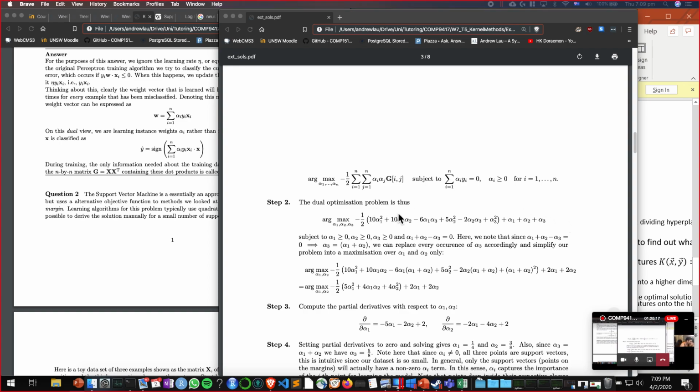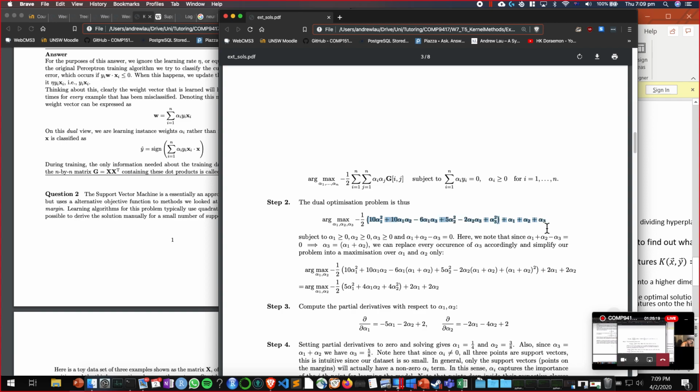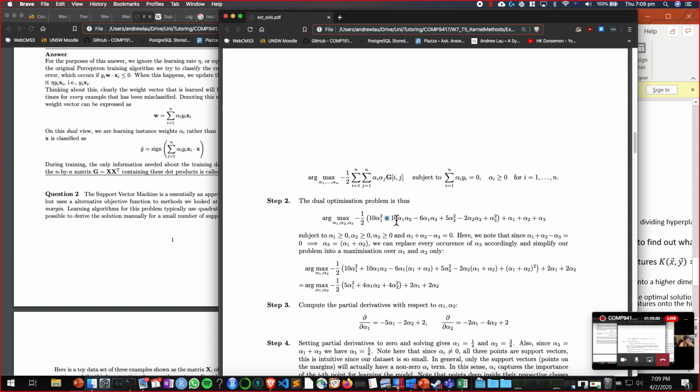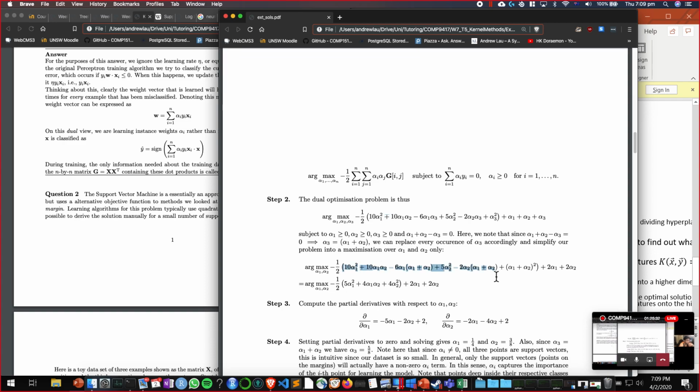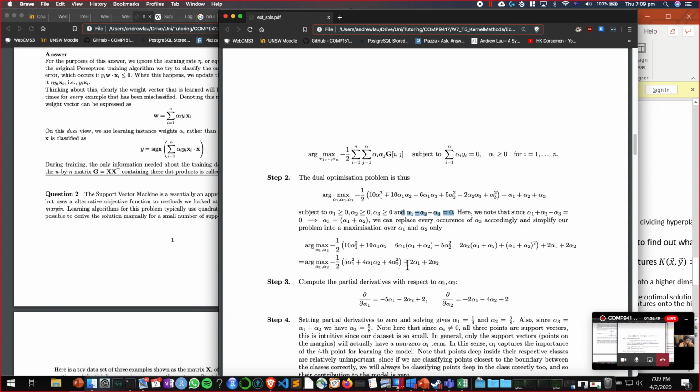Okay. Now you plug it into this equation here, and remember we're trying to solve for alphas, right? The alphas are the weights, and if the alphas are non-zero, then it means that it is a support vector. So we plug it in, and we have a constraint, which is that this guy here, and you just plug it in, and then remember.